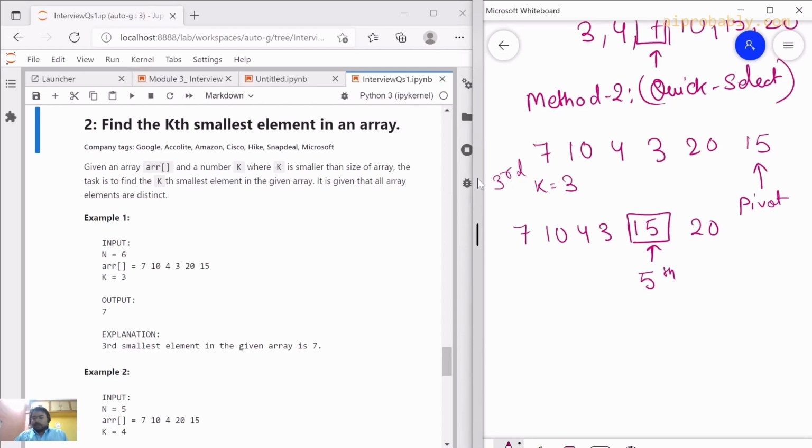So I will narrow my search to this section now, because I will not care about anything in the other section, because at the end of the day my approach is to figure out the third one, not anything else.